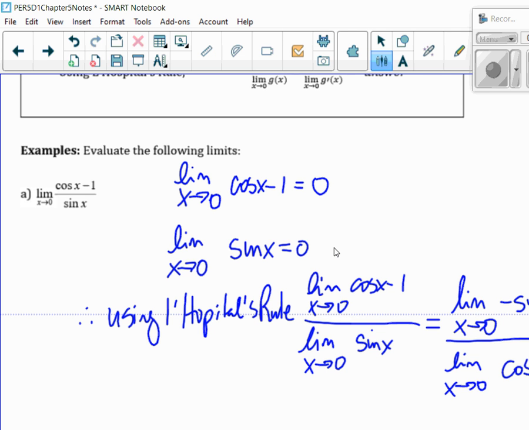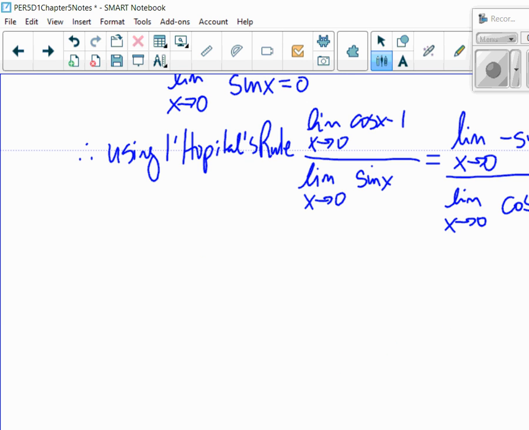Do you have to state that point? Yeah. So if I plug this in, what is negative sine of 0? 0. What is cos of 0? 1. So I get 0 as my answer.